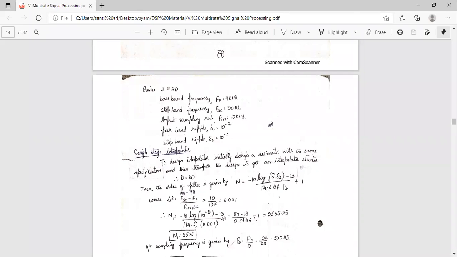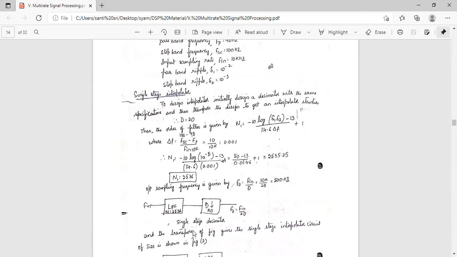Delta F is nothing but stop band frequency minus pass band frequency by input sampling rate, that is FSC minus FP by Fin. 100 minus 90 by 10 kilohertz, that is 0.001. So by solving this, we will get N1 equal to 2536.